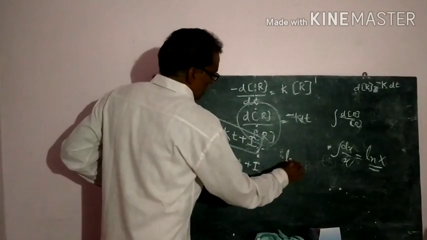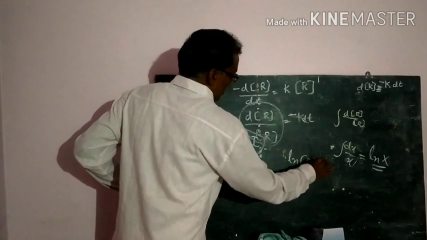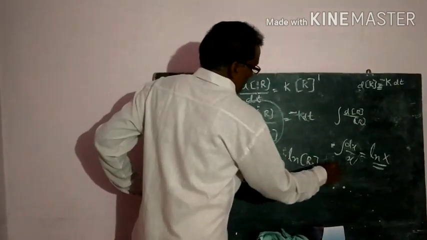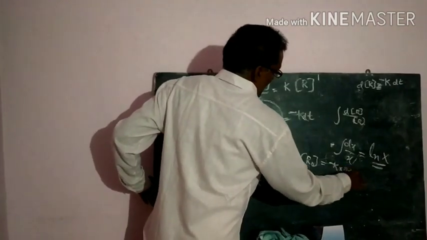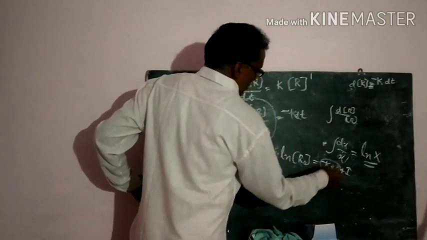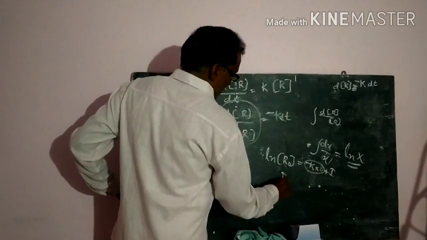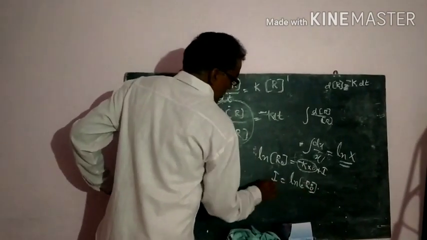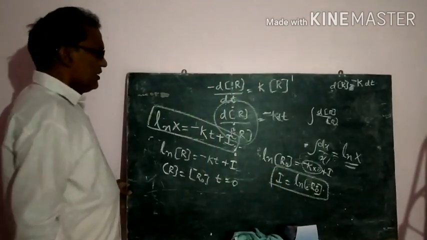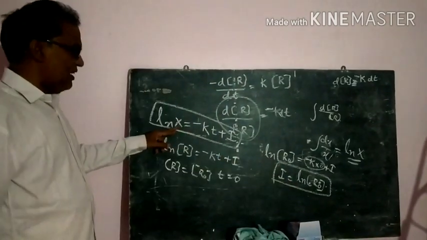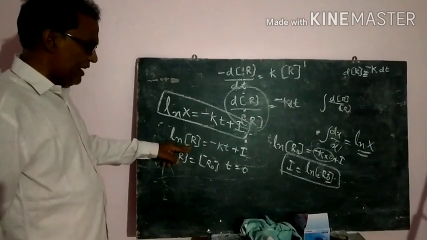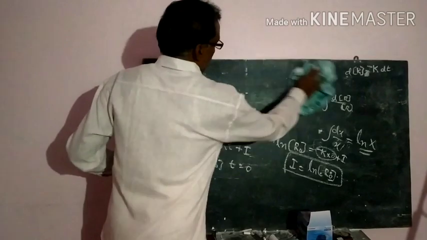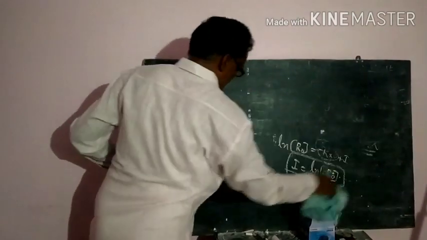ln R changes into ln R0, natural logarithm value of initial concentration, is equal to minus k into 0 plus I. So minus k into 0 will become 0. Therefore I is equal to natural logarithm value of R0. So this is the value we got for I. This I value, substitute in this equation. So let us substitute the I value in this equation. What will we get, let us see.